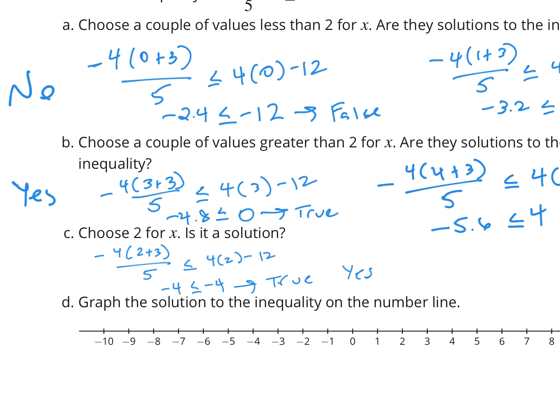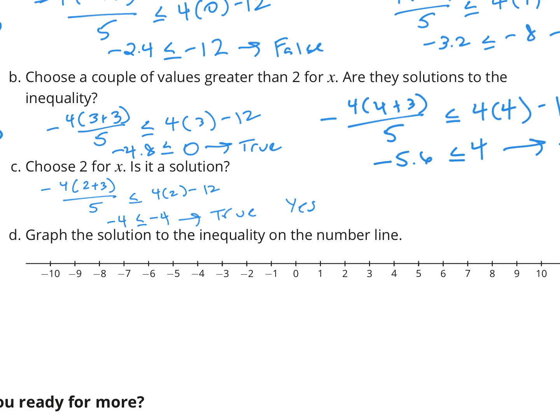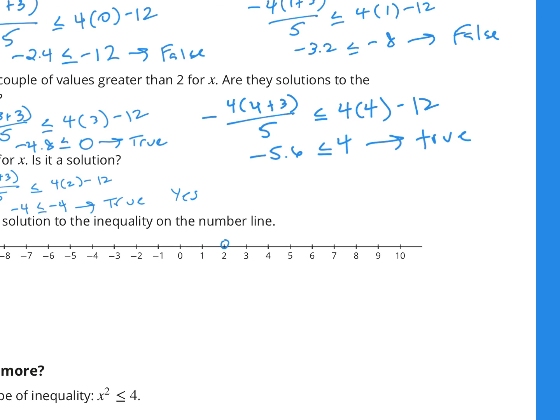Last question asked us to graph that. So my boundary point is positive 2, so I'm going to have a circle there. Because 2 is part of the solution set, I want it to be a closed circle so that it's grabbing onto that boundary point. And I also determined that the numbers to the right of the boundary point are the true statement, so I'm going to draw my arrow that way.